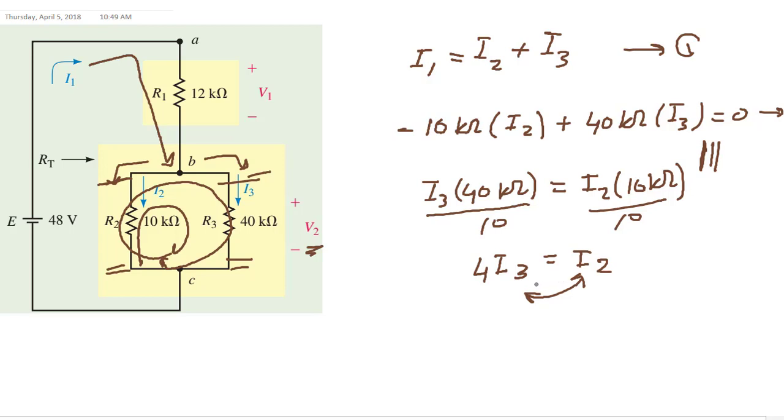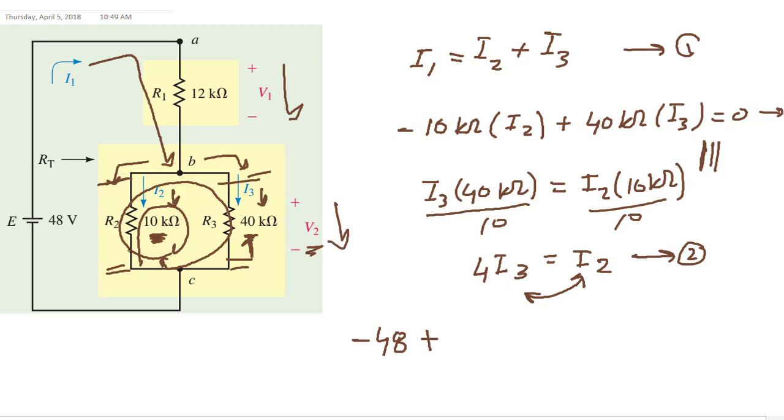And that is a logical result because the resistance R2 is 4 times smaller than the resistance R4. So we are expecting that this current I2 be 4 times bigger than this current I3. Okay, so this is equation number 2, or the result of equation number 2. Equation number 3 can be any of the loops. We can take the inner loop. Minus 48 plus the voltage drop V1 and the voltage drop V2.